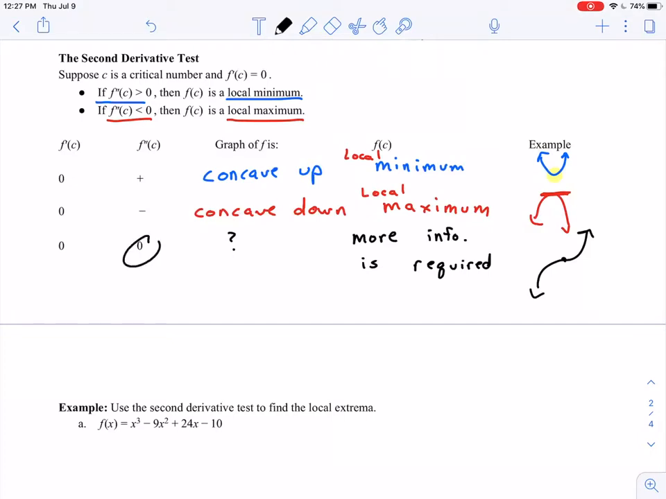If the second derivative is 0, then you would need to go back and double check with your first derivative test. Unfortunately, this is one of the shortcomings of the second derivative test, is that if your second derivative is 0, we actually can't draw any conclusions. We don't know what that looks like.